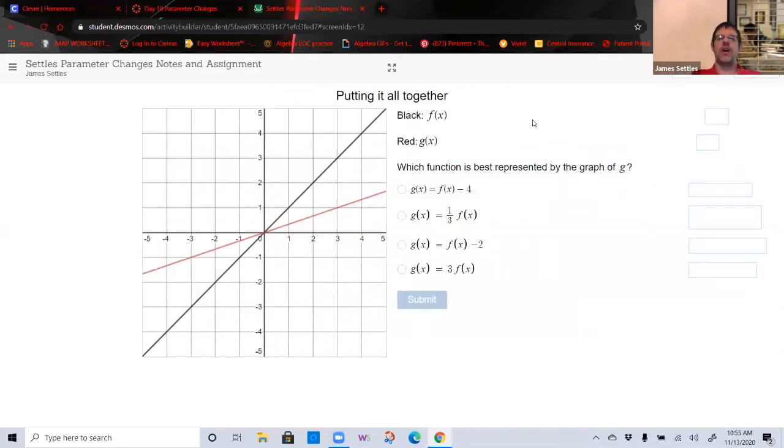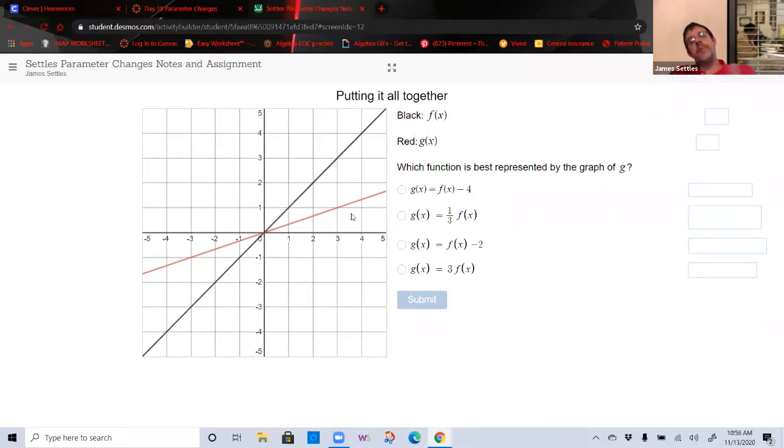All right, so hit next. We're on slide 12. All right, so they want us to look at this red line. So remember, the black line is our parent function. We're looking at the red line. So we want to look at a couple of things. Is it more steep or less steep? Is it still a positive slope or a negative slope? And then we want to see if the y-intercept changed. Did it move up or down?